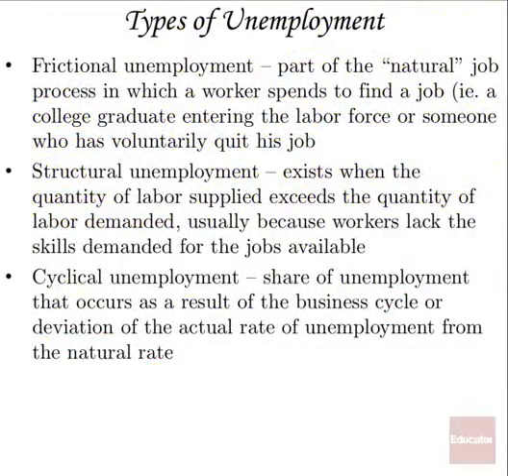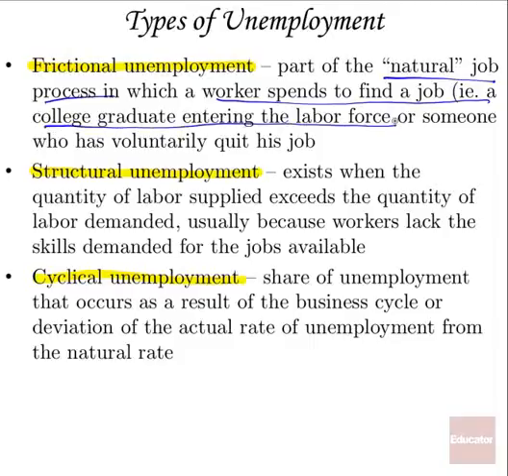So what are the different types of unemployment? The first type is probably the most healthy, if there's any healthy unemployment, tell that to someone who doesn't have a job, and that is frictional unemployment. The other two are structural unemployment and cyclical unemployment. But what is frictional? Let's go back to frictional unemployment here. This is one of the two natural types of unemployment. This is a process a worker goes through to find a job, for example, a college graduate entering the labor force, or someone who has voluntarily quit his job.